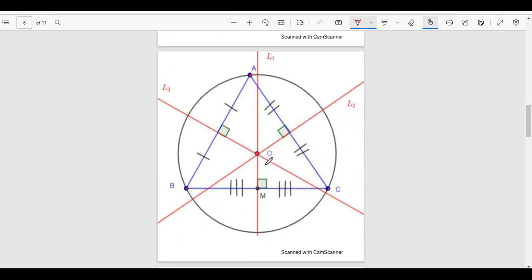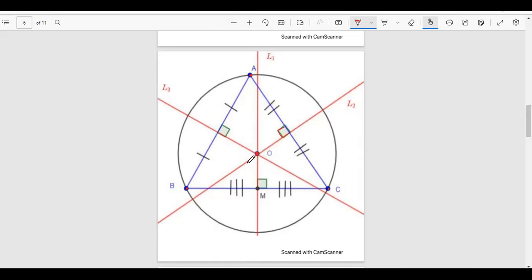If you look at the triangle, it has three sides, and these three red lines, line 1, line 2, and line 3, are the perpendicular bisectors of these three sides. When we say perpendicular bisectors, they make a 90 degree angle and they bisect, dividing each side into two parts. The circumcenter is the point of intersection of L1, L2, L3.